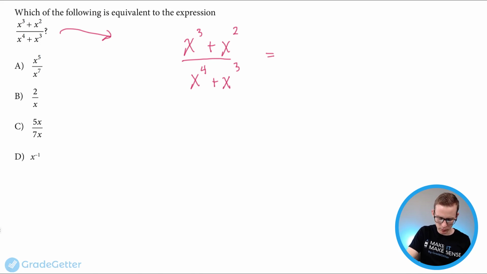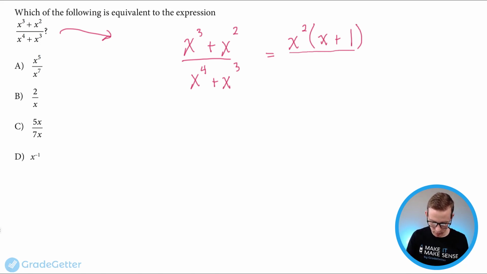So I think what I'm going to do is focus on the numerator and then the denominator for this problem. Now I see I could factor out an x squared in my numerator. So I'm going to do that. I've got x squared, and then I'm left with 1x from this x cubed, and then a 1. And I'm going to do the same thing now to the bottom. I could factor out this time an x cubed. And I'm left with an x again from the x to the 4th plus 1.